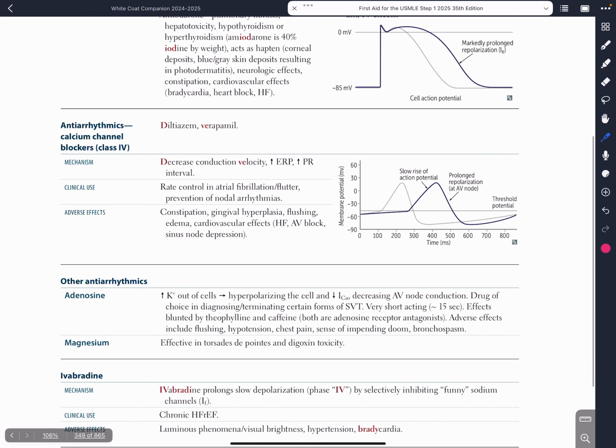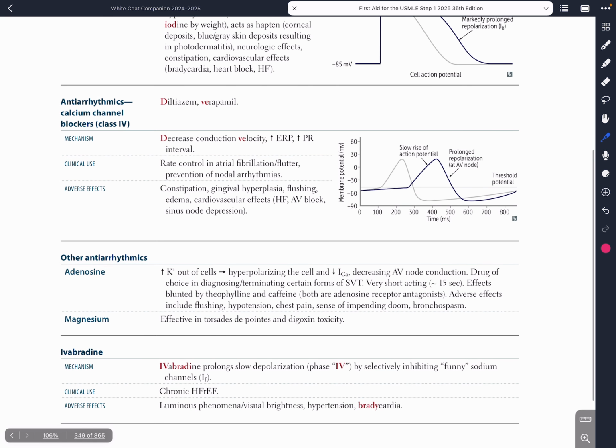Okay, the next antiarrhythmic class is class 4 antiarrhythmics. These are calcium channel blockers like diltiazem and verapamil. We read about them before, but because they are antiarrhythmic, we'll do it again. Mechanism: they decrease conduction velocity, increase ERP, and increase PR interval. Clinical use of diltiazem and verapamil is rate control in atrial fibrillation and flutter, and they prevent nodal arrhythmias.